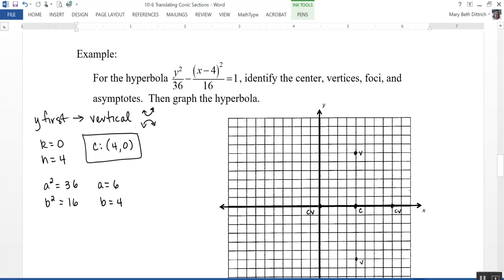And that's going to help me. Maybe I will go ahead and do the graph now, as long as I've got these points. Remember, the vertices and the co-vertices define a rectangle, which I will do dashed here. You could also do this in a different color. Kind of makes drawing it a little more fun. The diagonals of this rectangle are my asymptotes, so I will draw those.